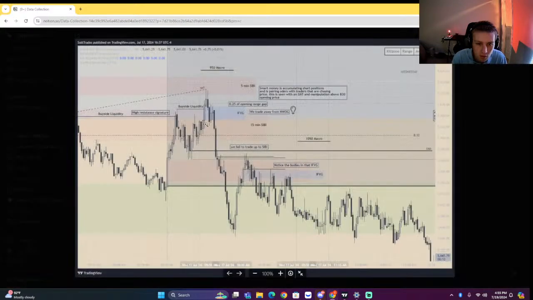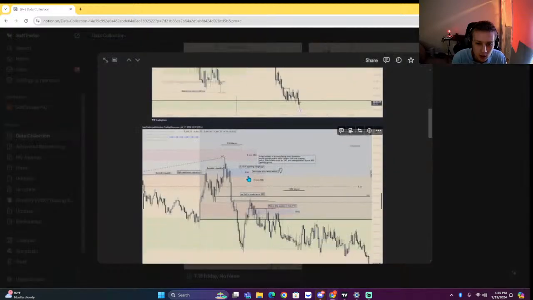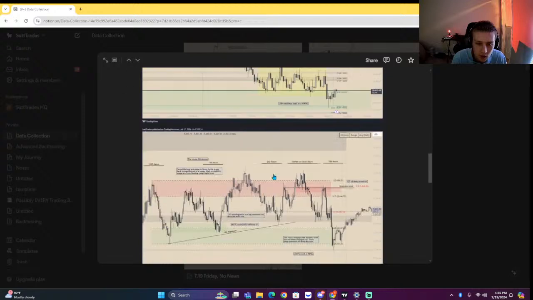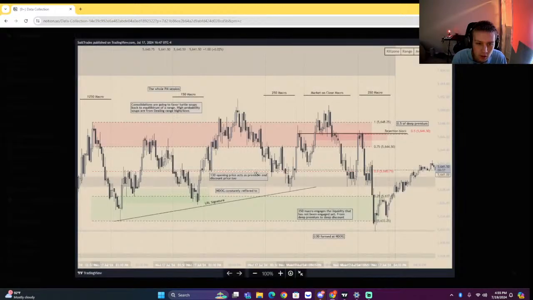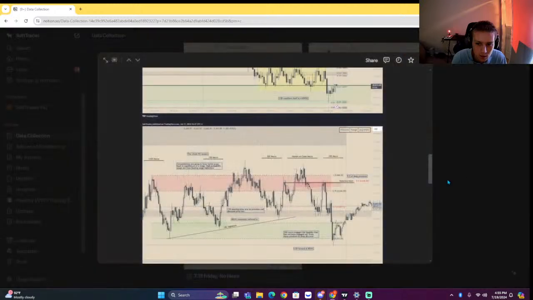And then the day before that, buy side taken with that SMT, creating a high resistance signature. We filled trade up to that SIBI, and we kind of just consolidate for this today. We had a consolidation profile for the rest of that PM.